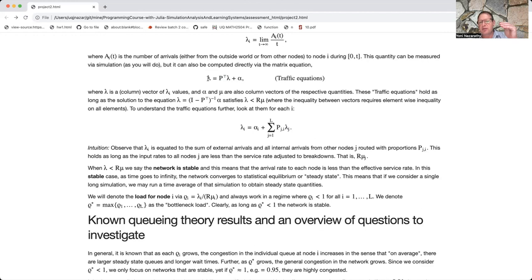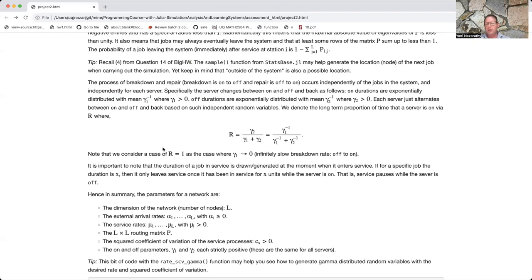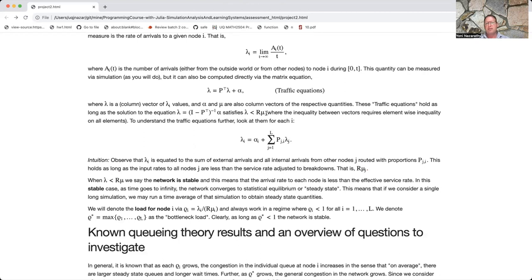Now, there was an assumption here: that the rate of going in is the rate of going out. And that assumption is satisfied as long as lambda is less than R mu. R was this breakdown coefficient, the proportion of time we're being on. So if R is 1 for a second, ignore R, and just think of lambda less than mu. These steady state equations only hold when lambda is less than mu. Otherwise, nodes are just going to fill up and the queues will grow, and we don't deal with that case.